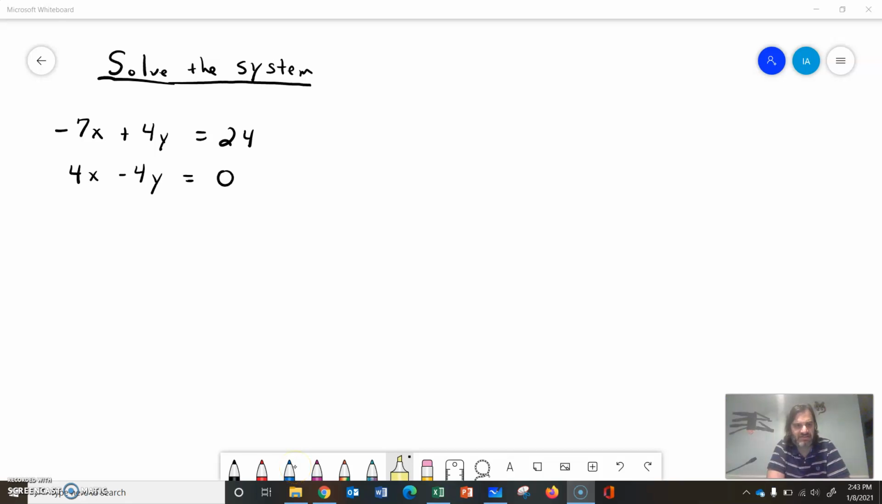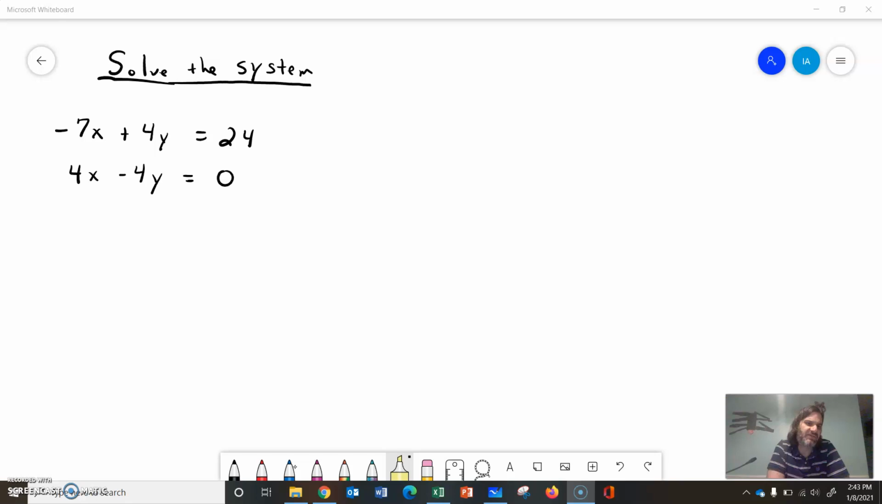So we're going to solve the system of equations here. The first equation is negative 7x plus 4y equals 24. The second equation is 4x minus 4y equals 0. And we could use substitution, get an x or a y by itself.